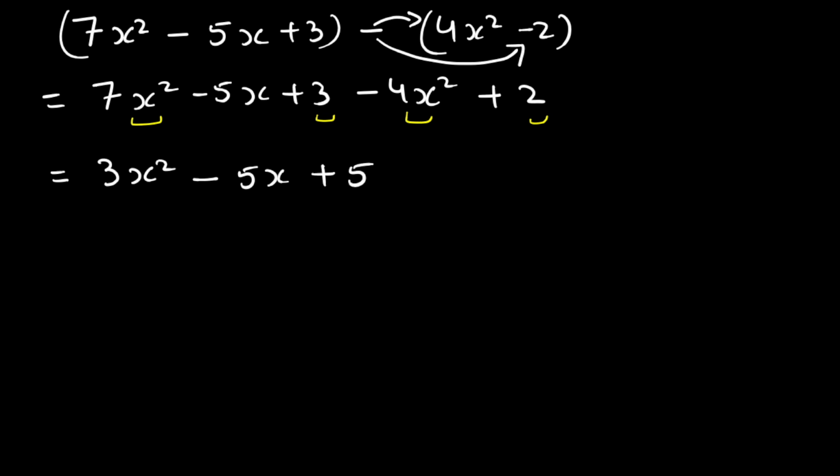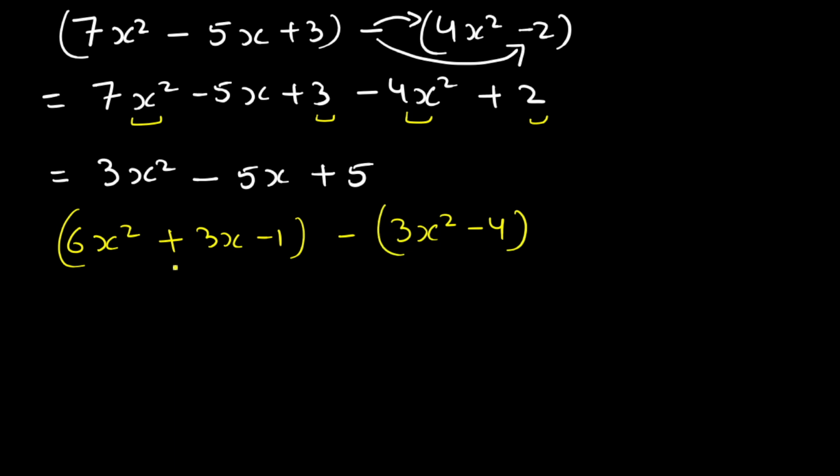Let's do one more subtraction of polynomials example. That way you will understand it better. So the last problem we have, it is 6x squared plus 3x minus 1 in the first parenthesis, and then minus sign. The second parenthesis we have 3x squared minus 4.